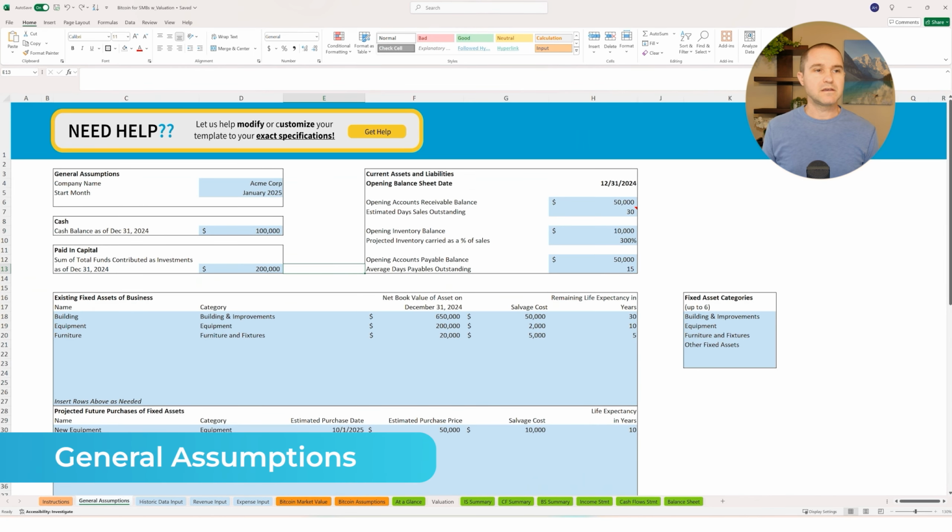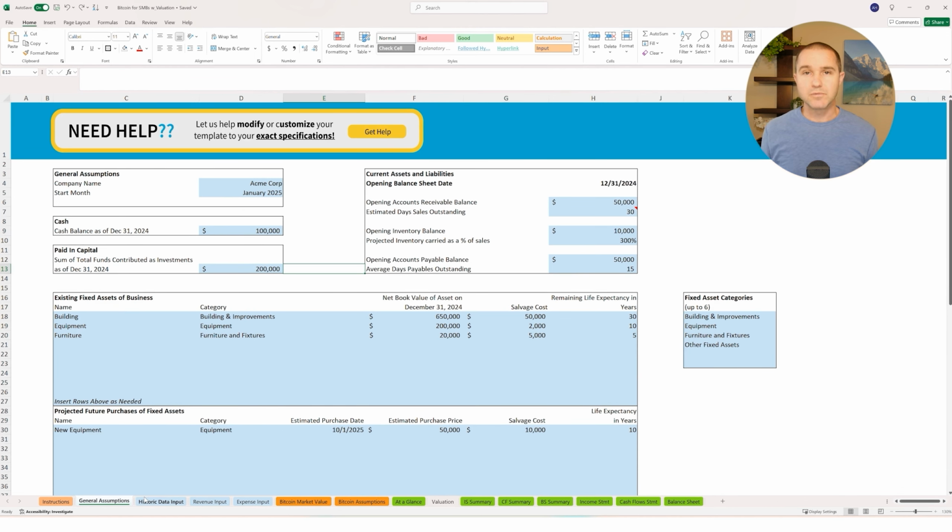Okay, let's look at the blue tabs here. This is how we're going to enter assumptions about the operating business, which is necessary to fill this whole model out. We can set a projection start month here. We can set a current cash balance, or total paid-in capital, or what's been invested into the business historically. Then some opening balance sheet items.